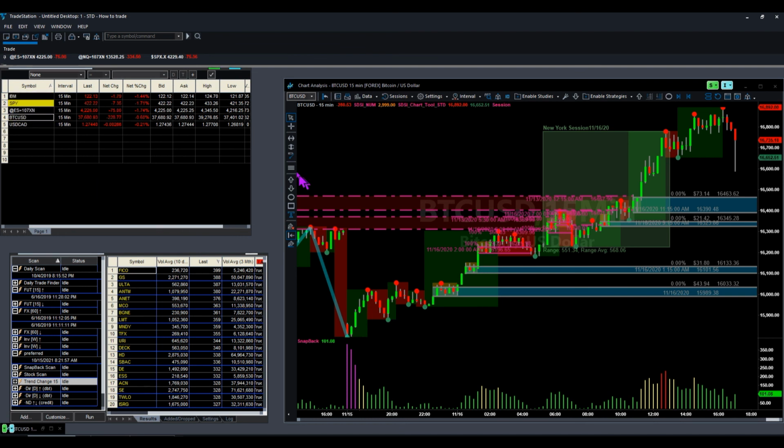So pretty much the key to remember here is anything you can chart on TradeStation, you can use these tools on. And hopefully that'll help give you some ideas about how to use the standard chart tool suite and to marry it with your trade plan and your trading rules.